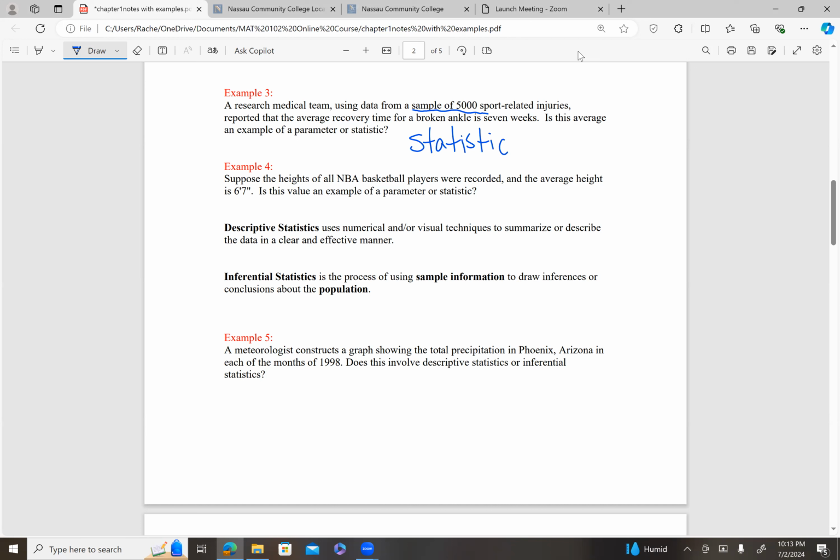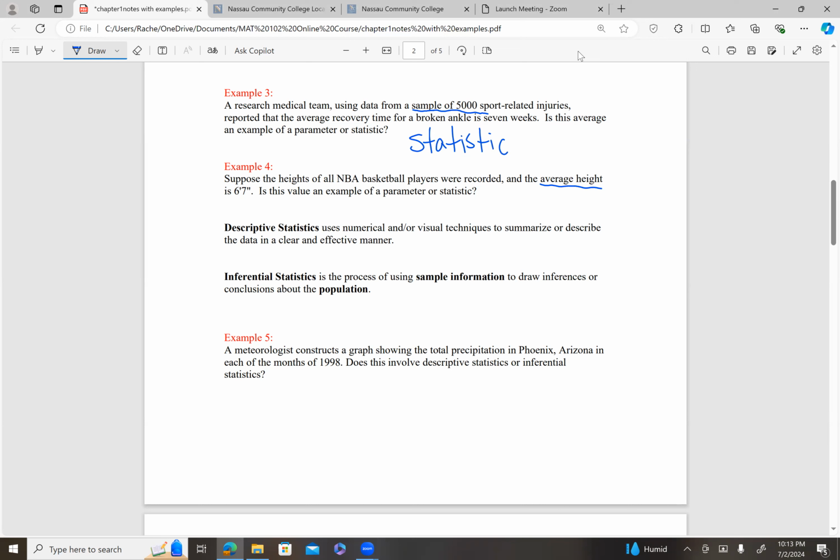Example 4 says, suppose the heights of all NBA basketball players were recorded and the average height is 6'7". Is this value an example of a parameter or statistic? So we're being asked about the average height.